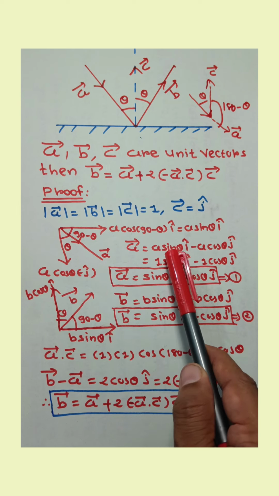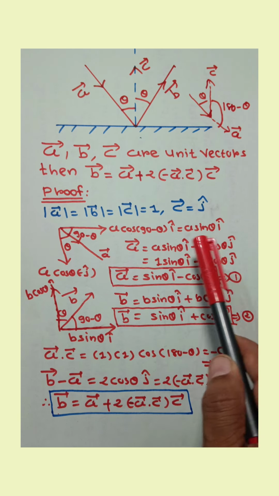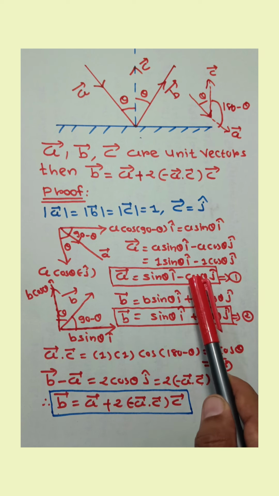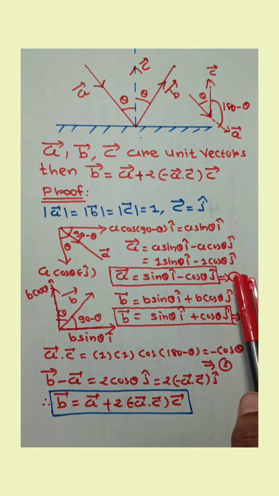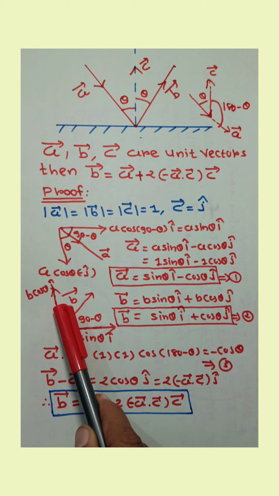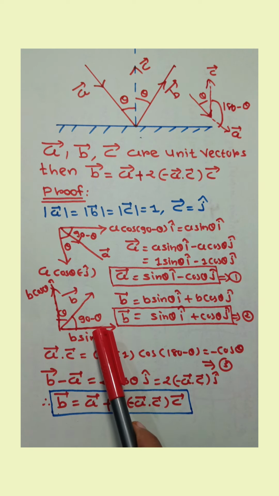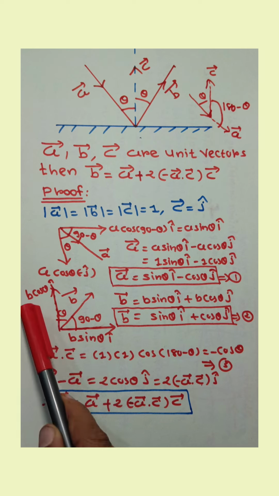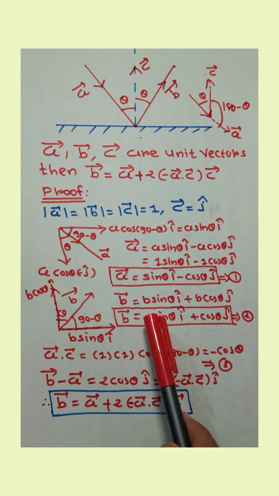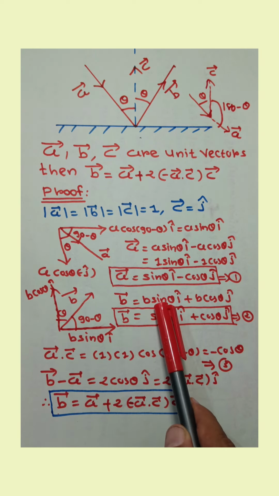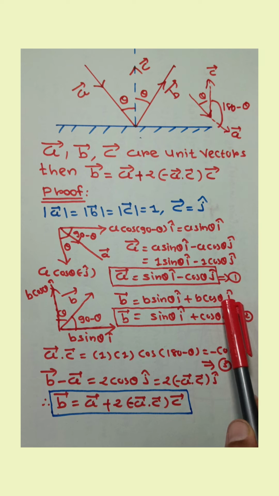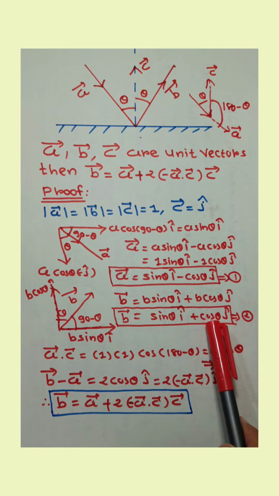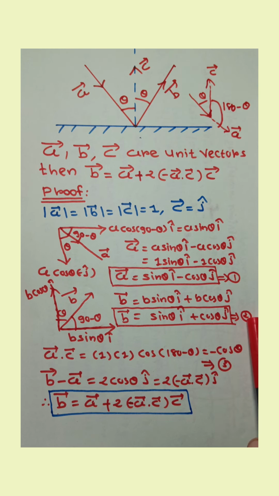So A vector is equal to A sin theta i minus A cos theta j, but A is a unit vector, so its value is 1. So A vector is sin theta i minus cos theta j, equation number 1. B makes an angle theta with y and 90 minus theta with the x-axis. So the x component of B is B sin theta i caret and the y component is B cos theta j caret. So B vector is B sin theta i caret plus B cos theta j caret, but the value of B is 1. So B vector is equal to sin theta i caret plus cos theta j caret, equation number 2.